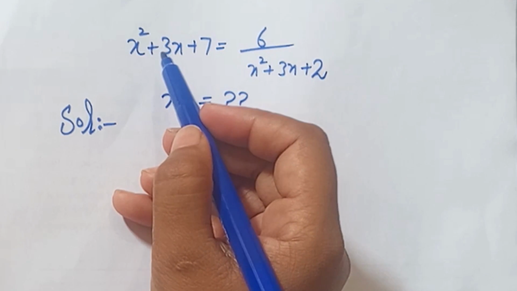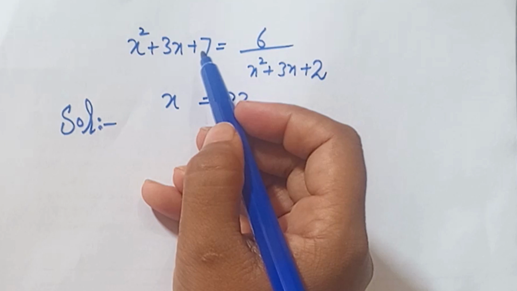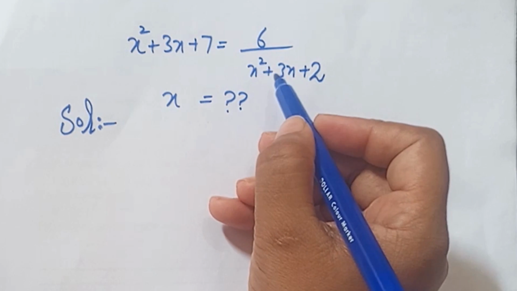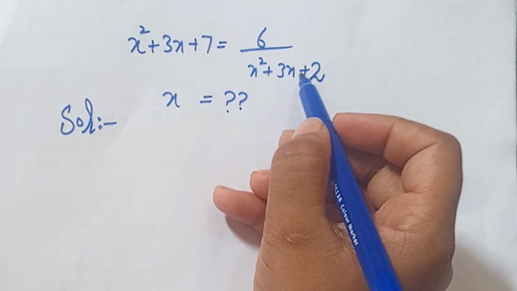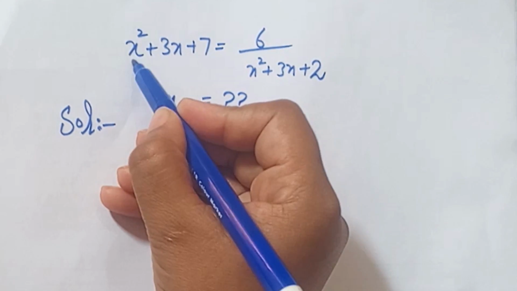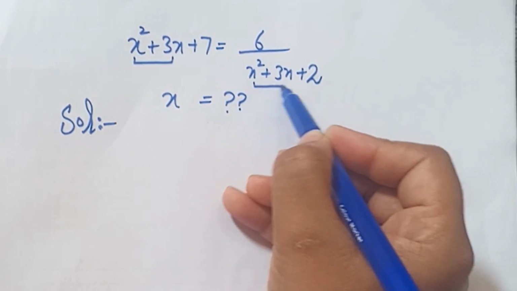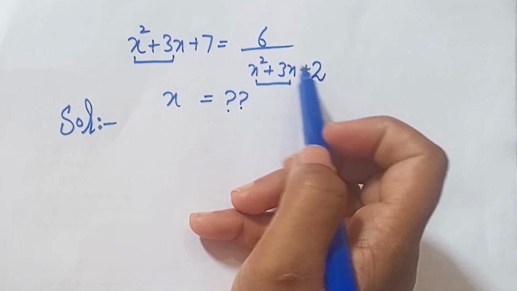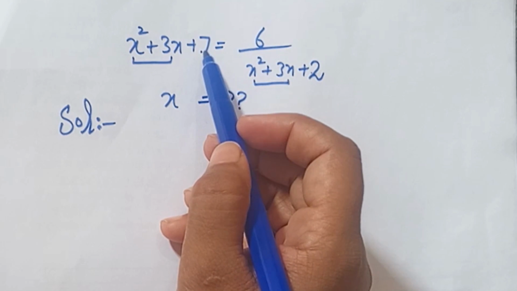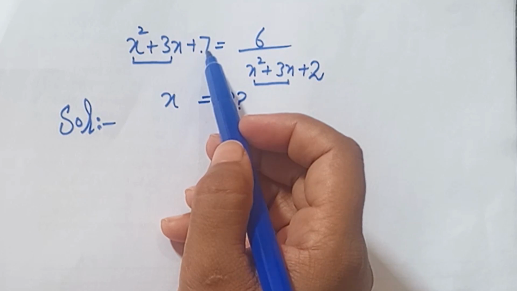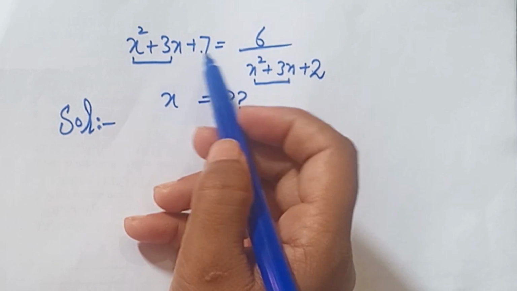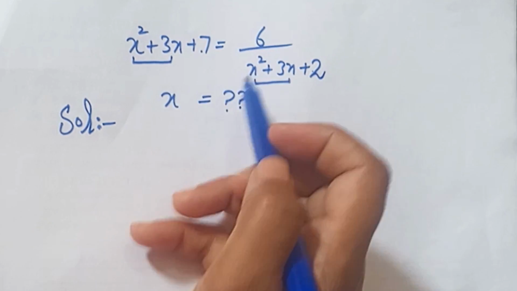This is x² + 3x + 7. And look at this denominator. This is x² + 3x + 2. So the first two terms are the same, but the last digit is different. So we can write this 7 as 2 + 5, which is also equal to 7. Then the first three terms will be the same.